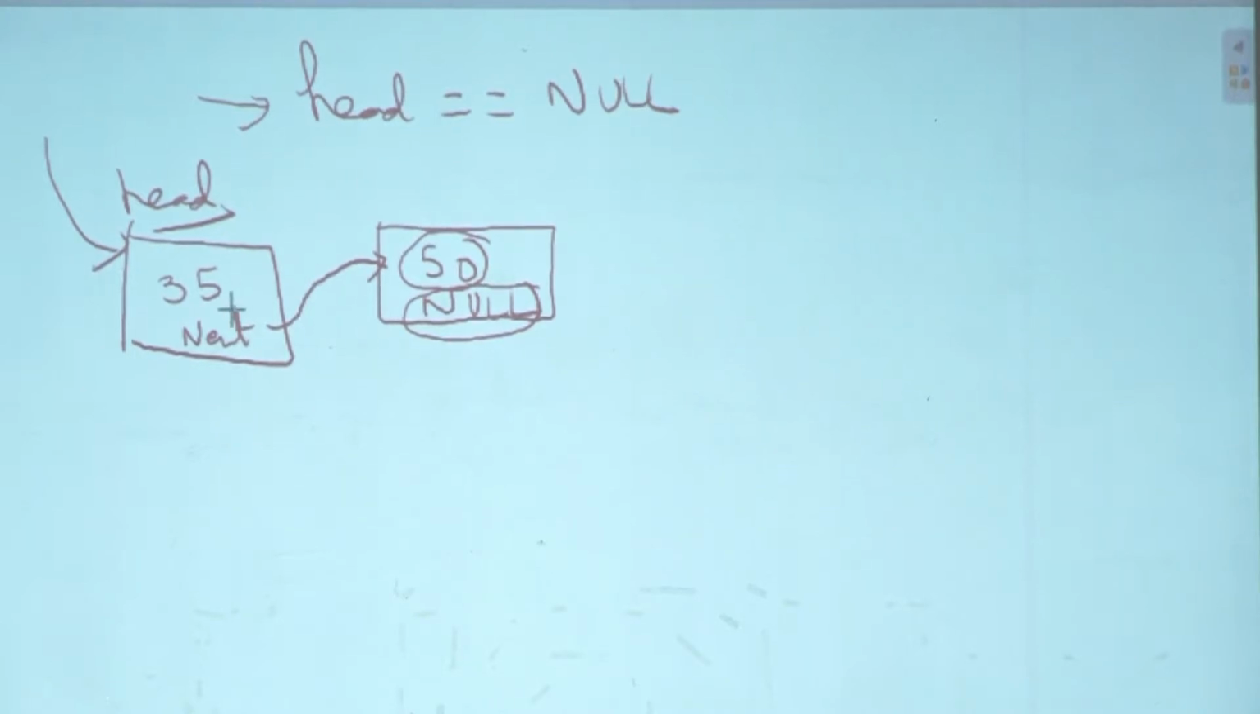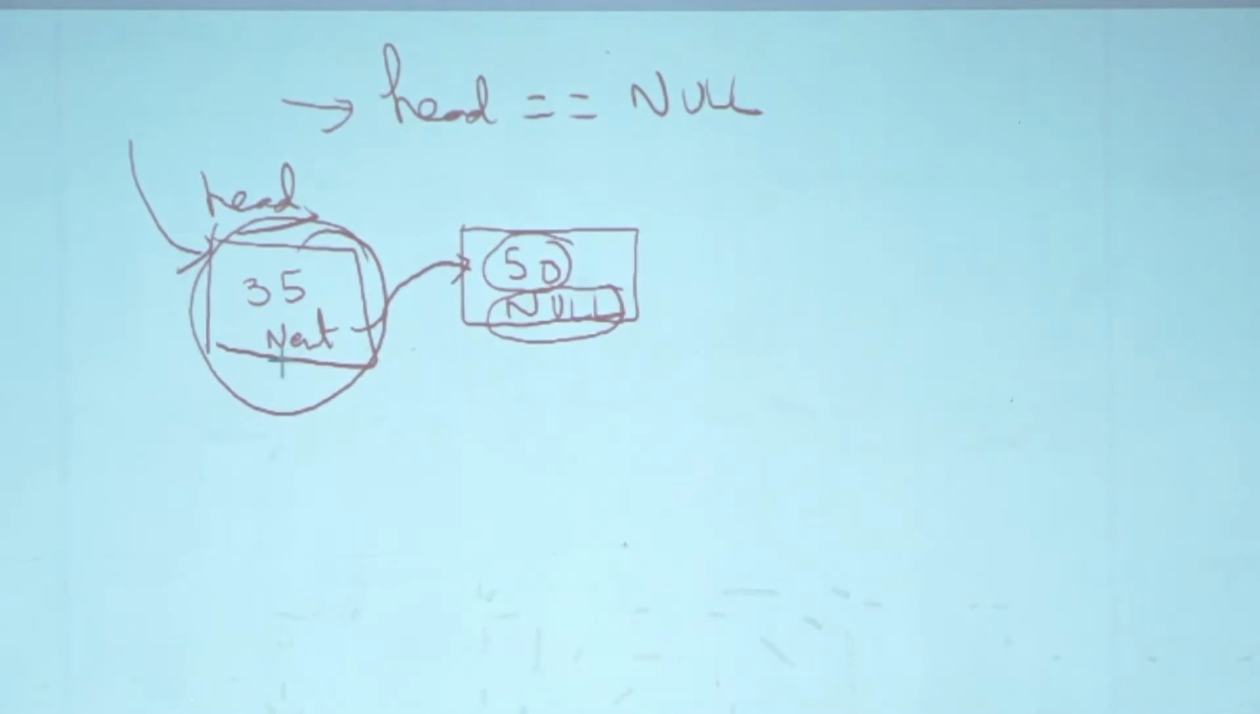When I add a subsequent node to the list, what am I going to do? I have to create this node and put its data as whatever data you ask me to, 35. But I am going to play a little game with the next. I am going to make this next point to this node, because then I am building a chain.